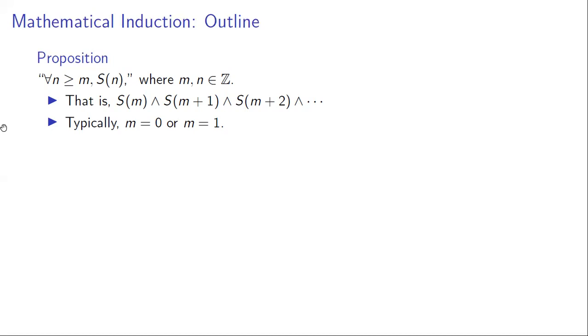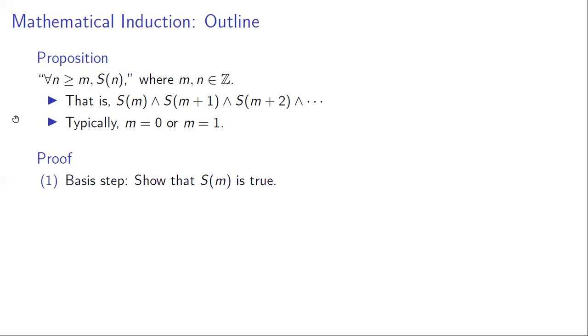But we've seen proofs, most of the proofs that we've done, where we've shown that things apply to all integers. Well, here we're not proving for all integers. We're specifically proving for all integers that are greater than or equal to m. Okay, so the proof is going to look like this using mathematical induction.